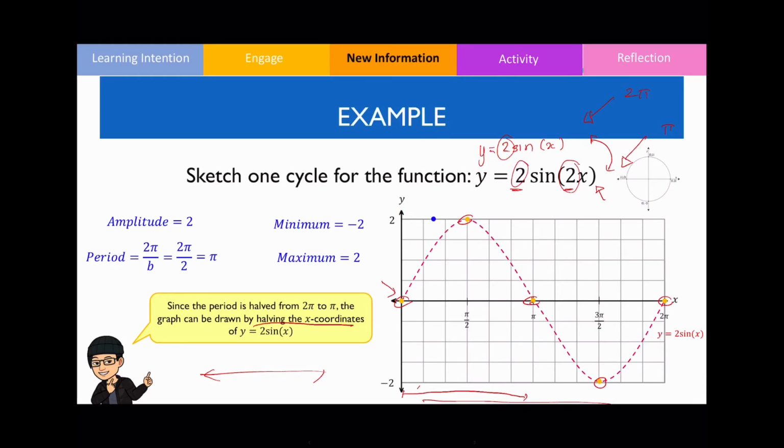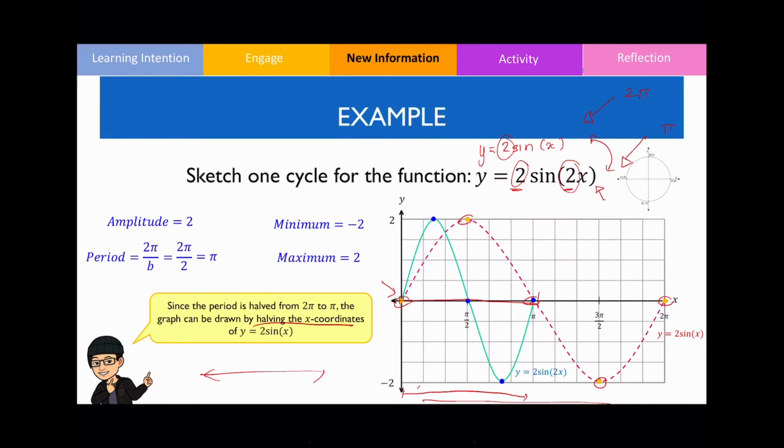This position over here will now be over here, pi on 2, because half of pi is pi on 2. If I half this position, that's going to lie over here, and half of 2 pi is equal to pi. And as you can see, the distance for it to complete is now pi, right? So that's one way of doing this.